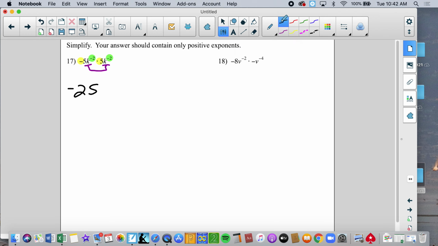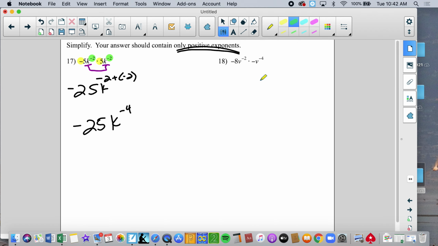So you're going to have negative 2 plus negative 2, which gives us negative, oops, sorry, forgot the k, that would be important, negative 25k to the negative 4. Notice they only want you to have positive exponents. So we have to deal with this negative exponent. The base of that negative exponent is k. The 25 is not affected by it. So my answer becomes negative 25 over k to the 4th.